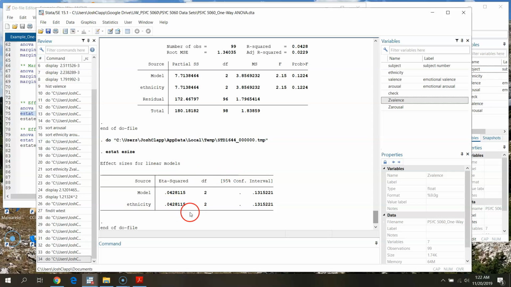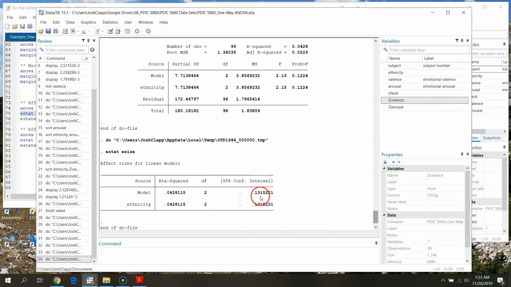Now, our effect size here, our eta squared, is suggesting that about 4.3% of the total variability in emotional valence is shared with racial ethnic group. But our lower limit, remember, because we can't have negative variance accounted for, is going to be 0 or undefined. So our confidence interval around our effect size is going to run from 0 to 0.132.